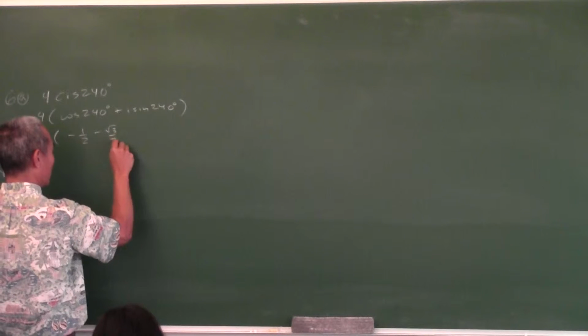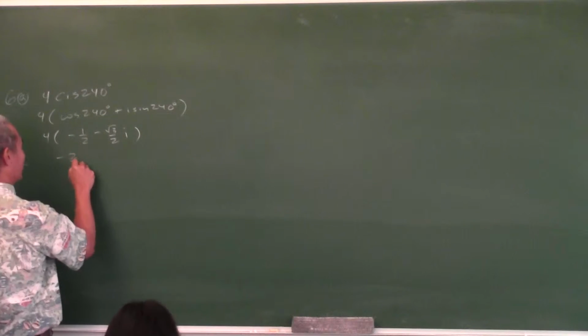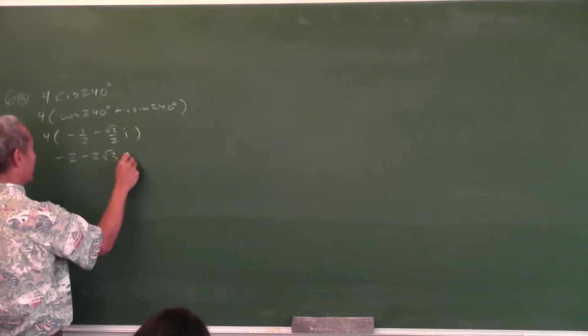And then the I always goes on the second one. And then all you have to do is distribute the 4. So negative 2 minus 2 root 3i. Bam!